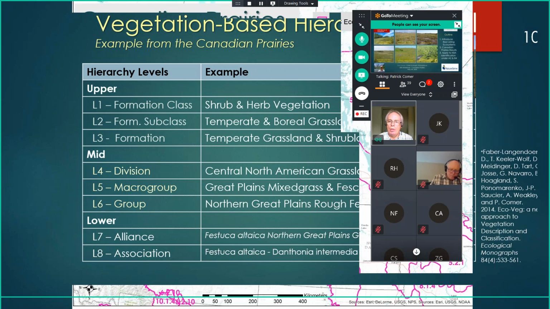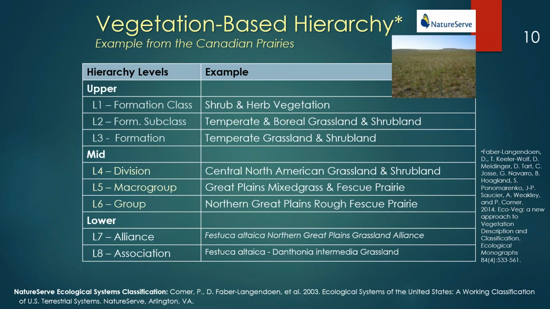We call this, from NatureServe's perspective, our International Vegetation Hierarchy, where we could describe existing vegetation from very coarse thematic concepts of upper formations that you might see anywhere around the globe, from shrub and herb vegetation to temperate and boreal grassland, or temperate grassland and shrubland. At the mid scales of this hierarchy, you plant yourself in North America and you might say, okay, these are at the division level, the Central North American grassland and shrubland, or mixed grass and fescue prairie at a macro group level, or at the group level, Great Plains rough fescue prairie.